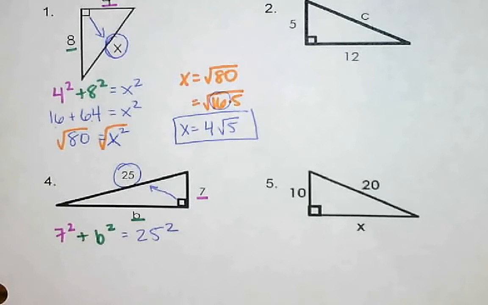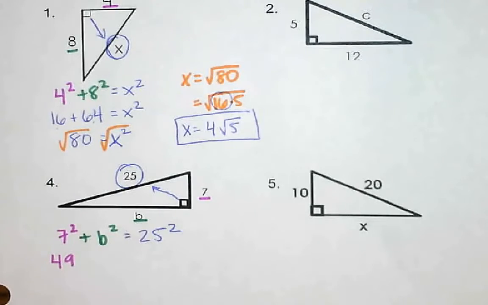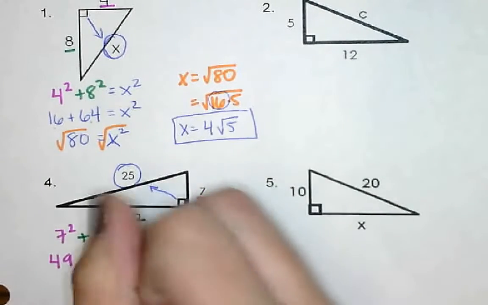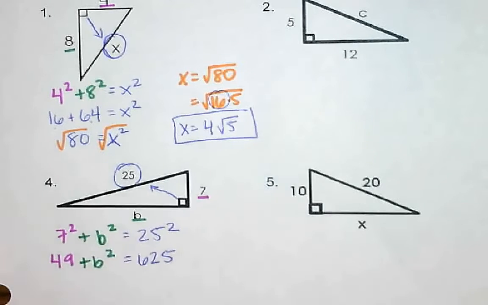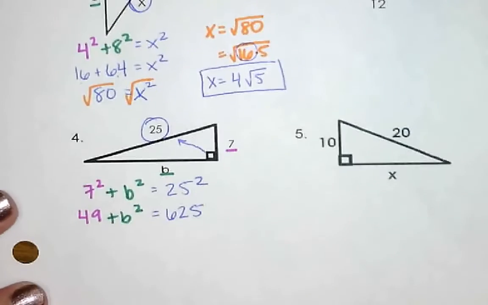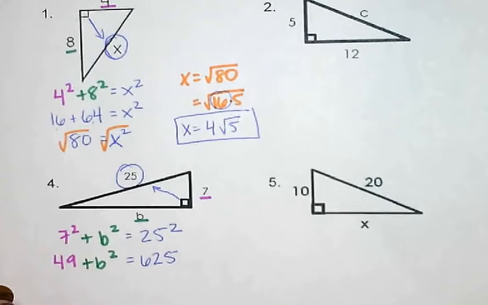So that would turn us into 49 plus B squared is equal to 625. Oh man, I kept the colors. I don't know what I was thinking. All right, you guys good with that? So now, how do we solve for B squared, you guys? What should I do?